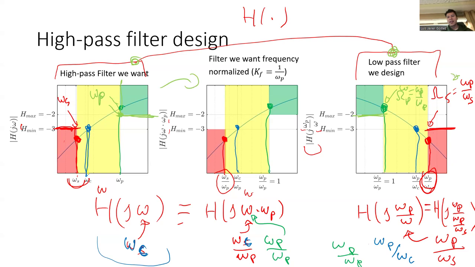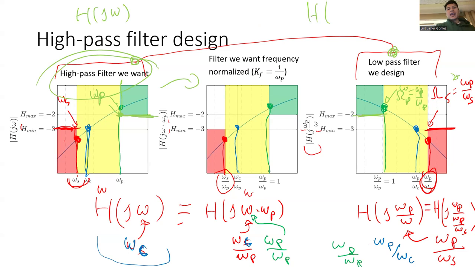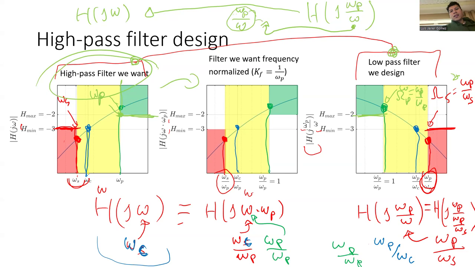So as a result, if we want this filter, which has a H of j omega, all we have to do is design this filter, which has H of j omega P over omega. So we just have to design this low pass filter and then convert it to H of j omega. And to do that, we just have to replace this omega here with omega P over omega. So if we were to plug in this thing for omega, that would give us H of j omega.